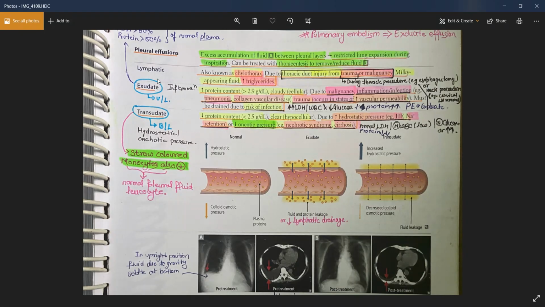Again, one can ask you this fact: what kind of cells can you expect in a patient having the exudate type of effusion? In case of TB, it must be the lymphocytes, while in case of any normal pneumonia, it will be the neutrophils.